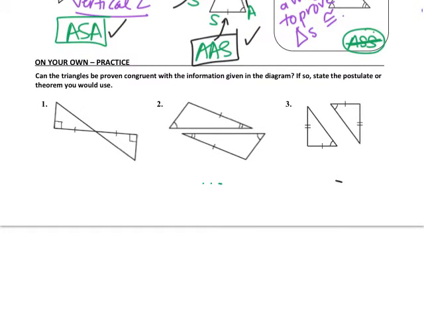So I do have some on your own problems that I'd like you to practice. So if it's AAS or ASA, please write one of those down. And if it's neither, you can also say neither. So those are the three choices. Looking at the triangles, check and see if the side is in between the two congruent angles, it's ASA. If the side is not in between, then it's AAS. And then if it's not either of those, you can just write neither.